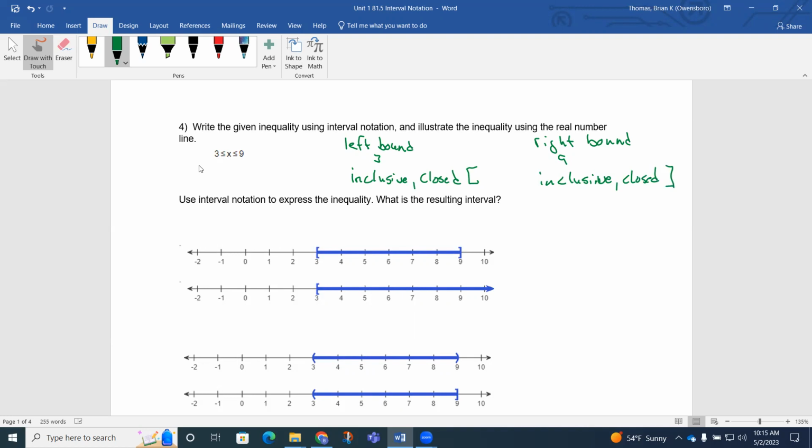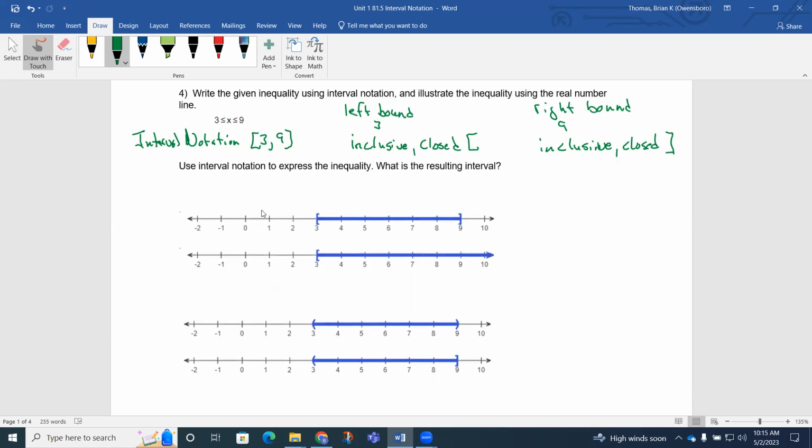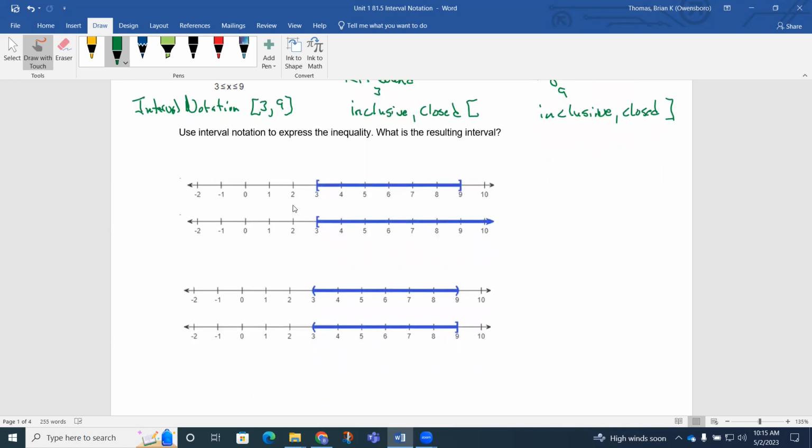So the interval notation for this then, we're going to say left bracket, which means we're including the 3. And then we're going to go all the way up to 9. And then we're including the 9 as well. So if I look at my graphs, it looks like the first one matches what I'm talking about.